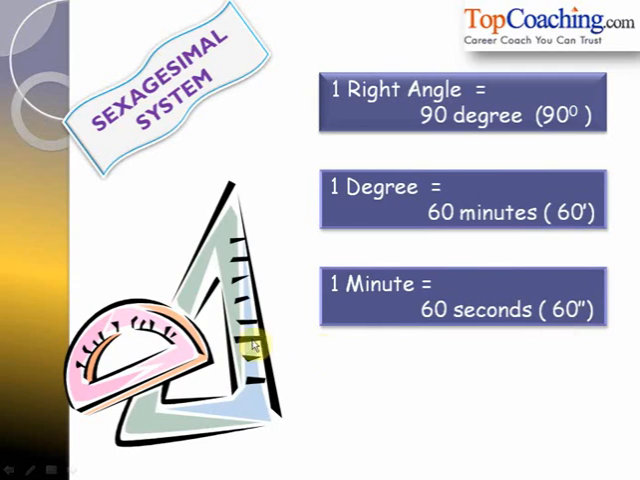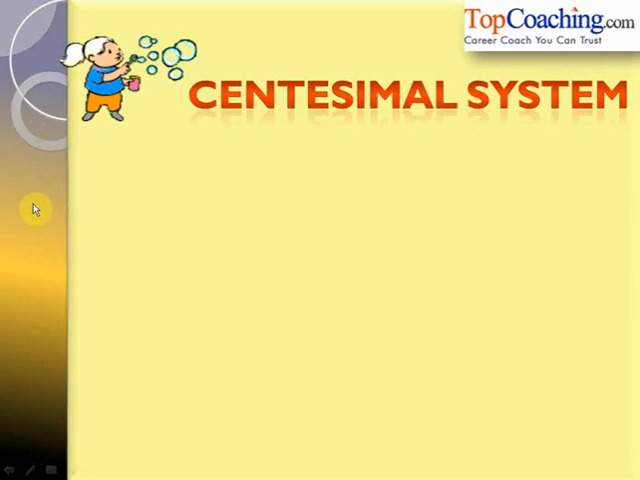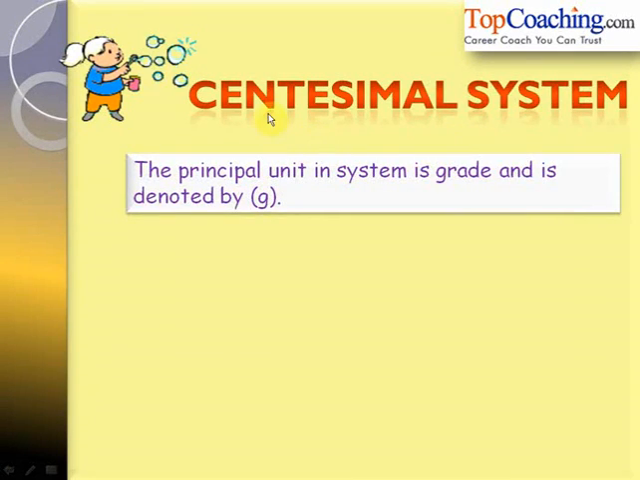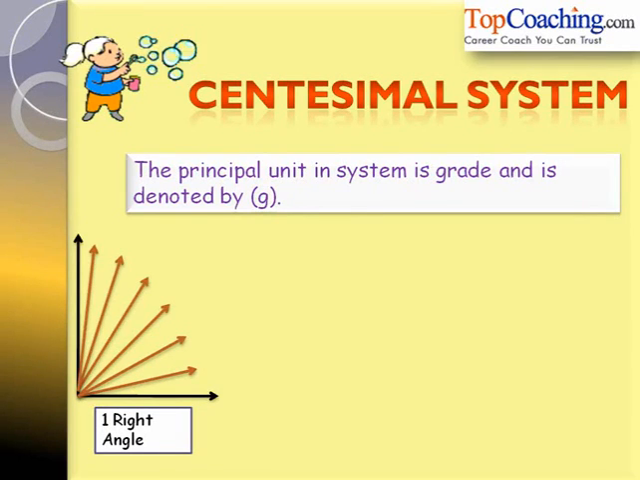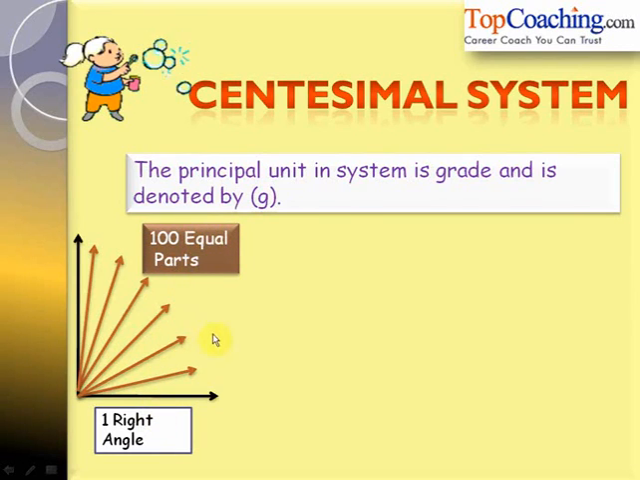Now let's look at the second system of measurement, which is called the centesimal system or the French system. In this system, the principal unit is the grade and is denoted by small g. So the basic or the principal unit of measurement in the centesimal system is known as grade, and it is denoted by small g. Now again we take a right angle, and we divide this right angle into 100 equal parts. So each of these 100 equal parts is known as 1 grade.